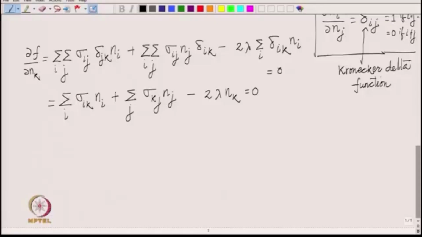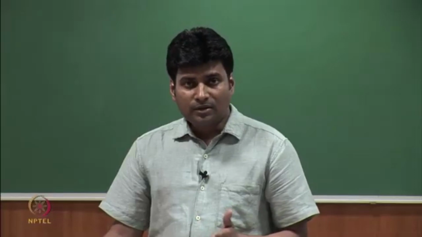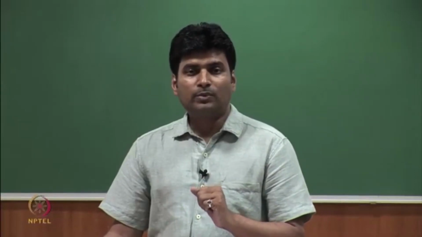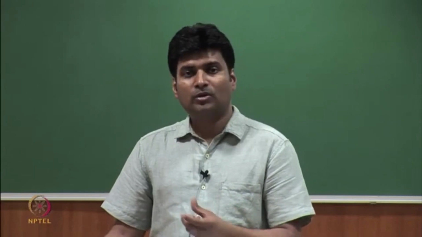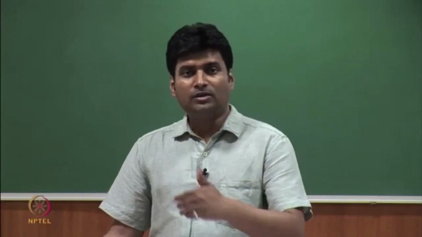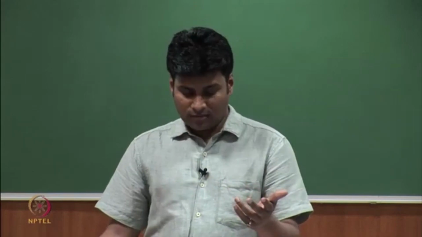Can you guess why? See, the first term is sigma_ik n_i and the second term is sigma_kj n_j. So, there is summation over j in the second term. Now, that j could be anything, right. It is a summation variable. Why don't we replace that j with i? It is a dummy variable, you could replace that with a, b, c, d, anything you want.